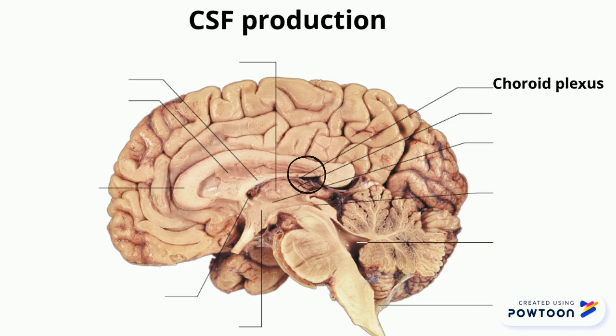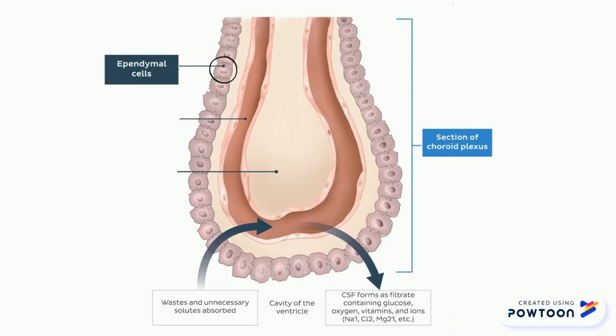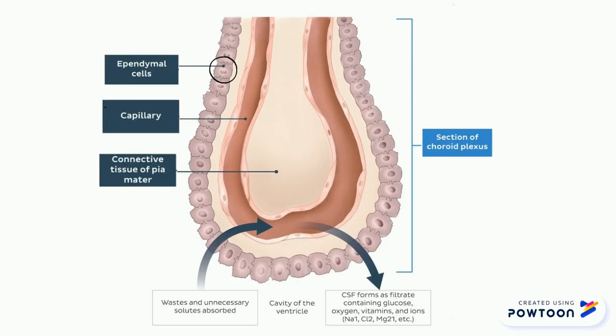Now let's talk about how cerebrospinal fluid is produced. Remember the choroid plexus, the pink membrane that lines the ventricles? The choroid plexus is a massive capillary surrounded by ependymal cells located on the floor of the lateral and the roof of the third and fourth ventricles. Cerebrospinal fluid is the filtrate that's left once waste and unnecessary solids are absorbed.